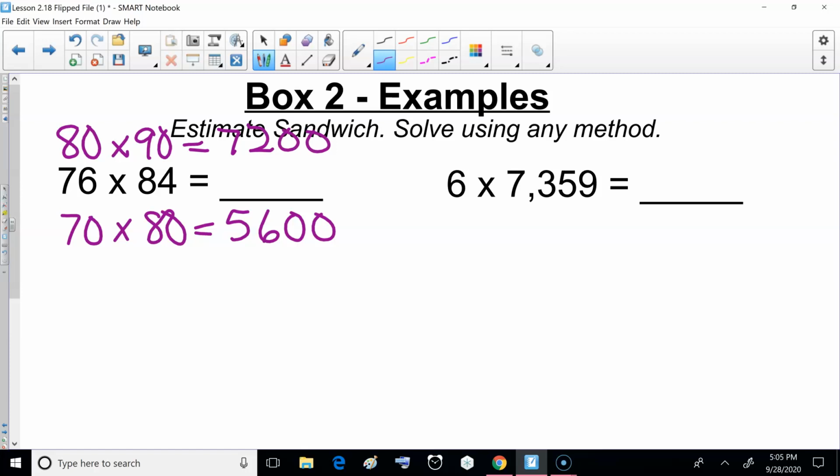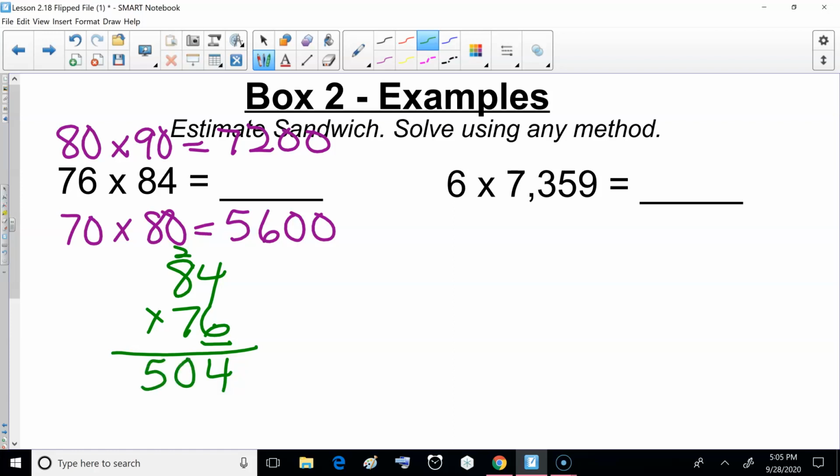Why not? Let's live on the edge. So we're going to go with 84 times 76. So start with our ones. 6 times 4 is 24. So put the 2 right here. 6 times 8 is 48, plus the 2 is 50. So really, 6 times 84 is 504.